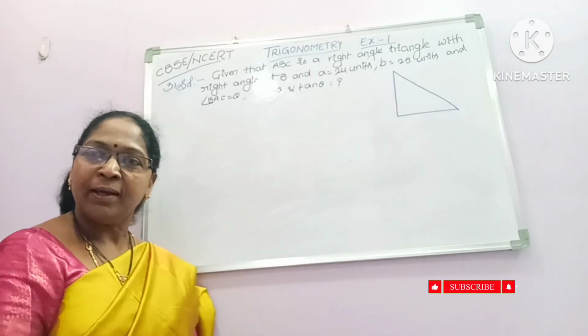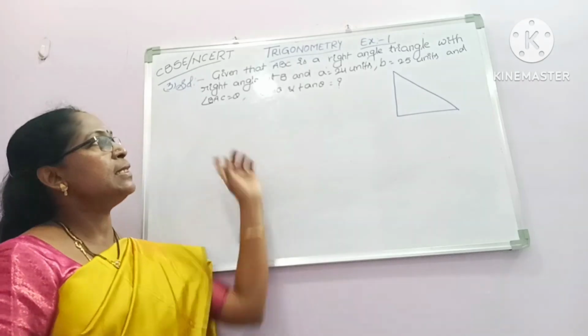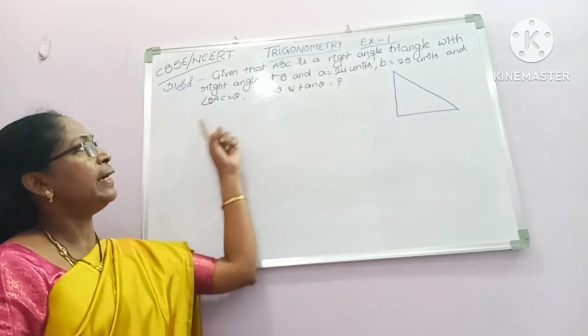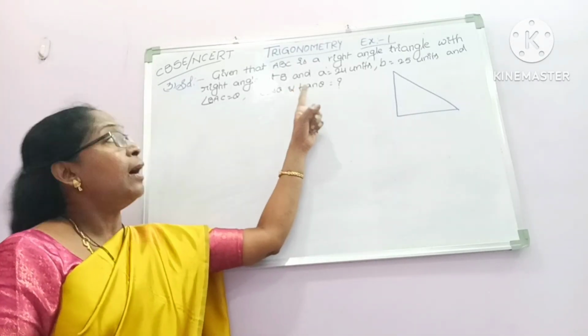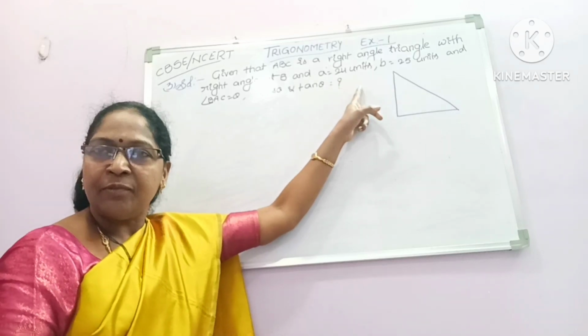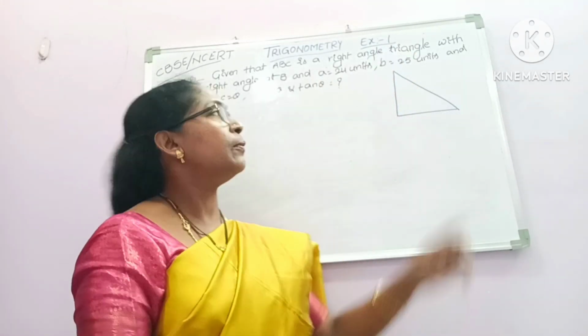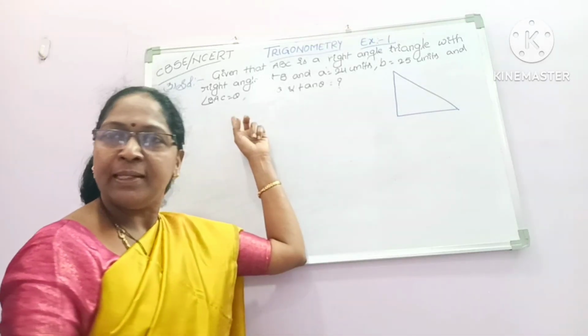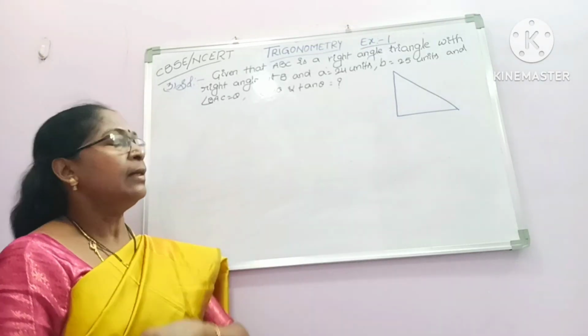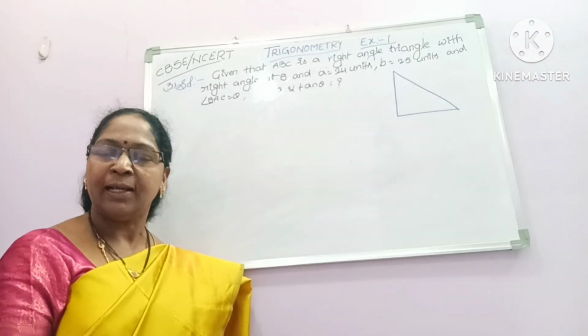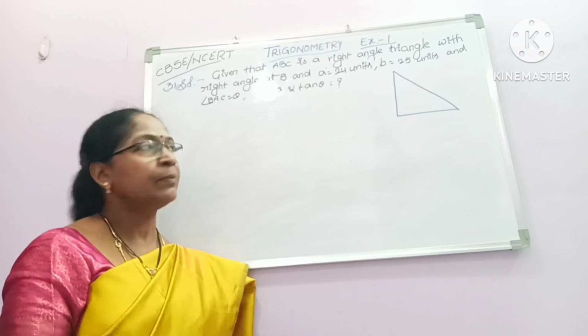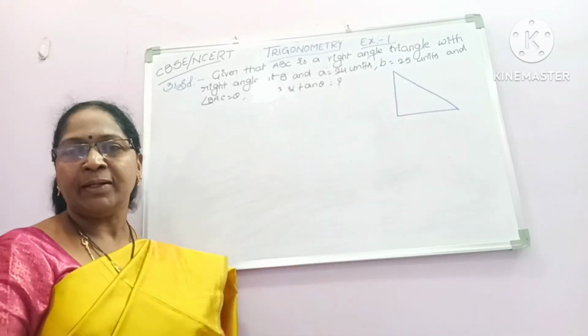In the third question, what is given: ABC is a right angle triangle, right angle at letter B, and small a equal to 24 units, small b equal to 25 units, and angle BAC equal to theta. Then find cos theta and tan theta. That is the question. So first you have to write down the given data.